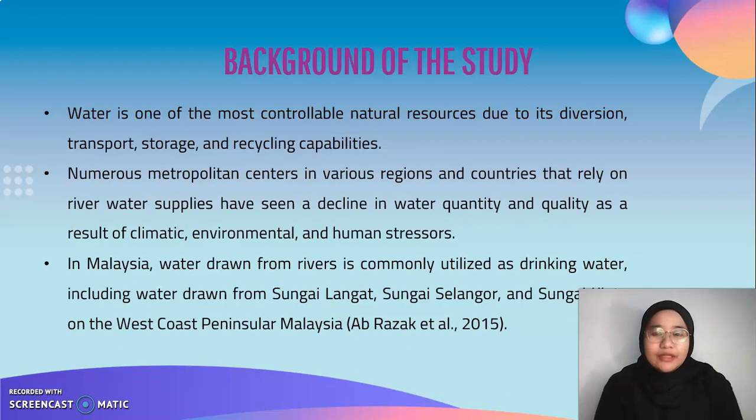Background of this study. Water is one of the most controllable natural resources due to its diversion, transport, storage, and recycling capability. Numerous metropolitan centers in various regions and countries that rely on river water supply have seen a decline in water quantity and quality as a result of climatic, environmental, and human stressors. Based on Abdul Razak and others in 2015, in Malaysia, water drawn from rivers is commonly utilized as drinking water, including water drawn from Sungai Langat, Sungai Selangor, and Sungai Kinta on the west coast of Peninsular Malaysia.